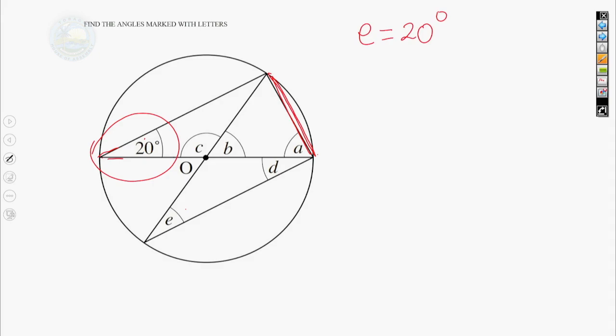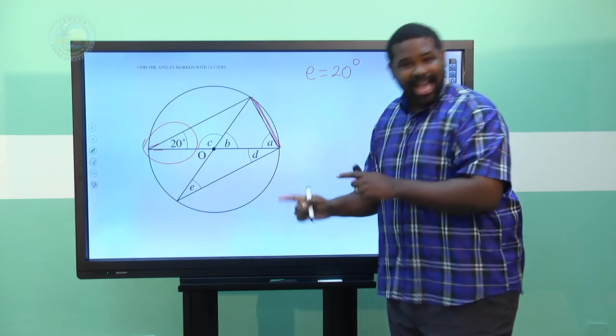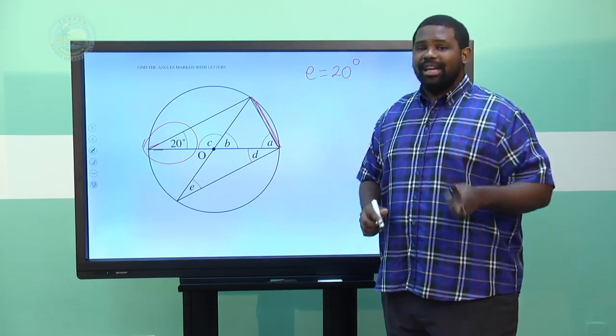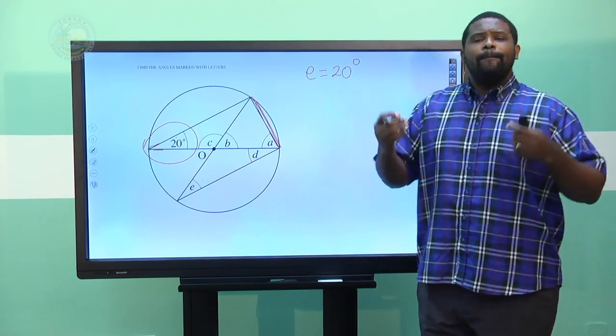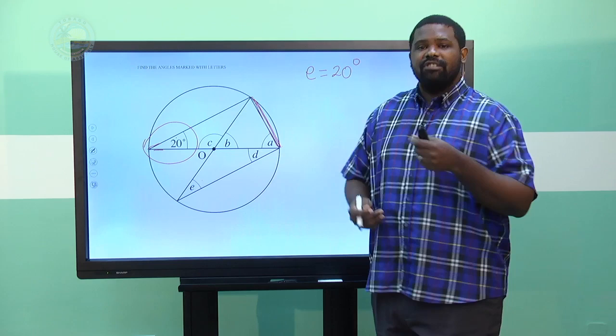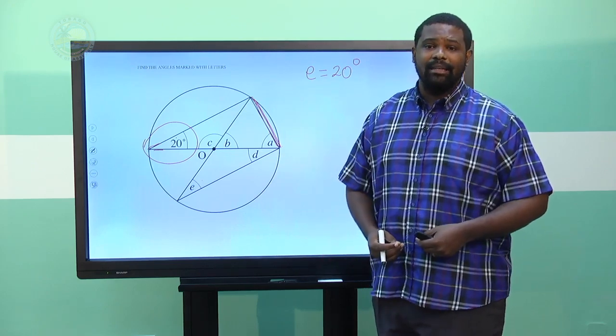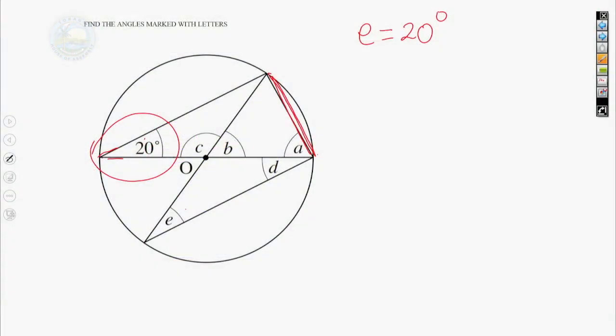Now remember, it's important to know why the answer is the answer and not just to know what the answer is. When it comes to answering your questions, many times you are required to write the reason for your answer. So it is not just to say, well, this looks like it's going to be 20 degrees, so then it's 20 degrees. You must be able to give a mathematical response as to why your answer is your answer. So let's continue. So we found E is 20 degrees. Excellent. Now let's move on.